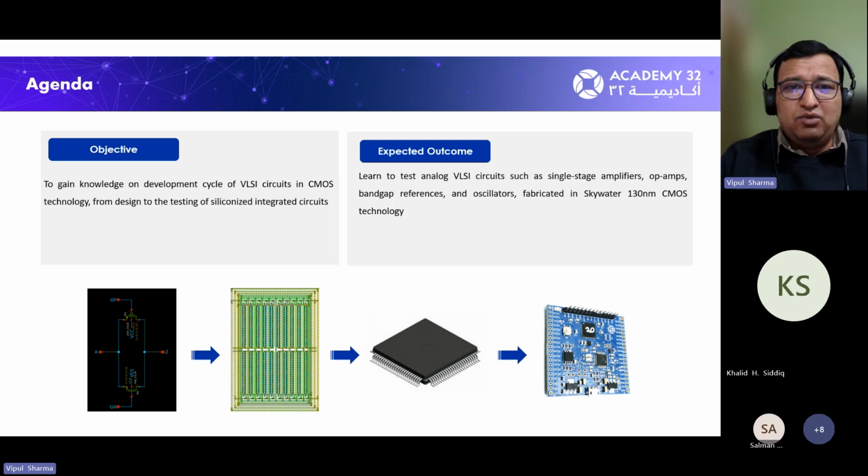And what is the expected outcome? I will give you an example of four basic analog IP blocks: an operational amplifier, a single stage amplifier, a bandgap reference, and an oscillator. All these are building blocks of any analog IC or VLSI circuit. We have those circuits with us on chip, on silicon, and now we need to test those circuits using a particular measurement setup. That is what we will learn during the course of this training.